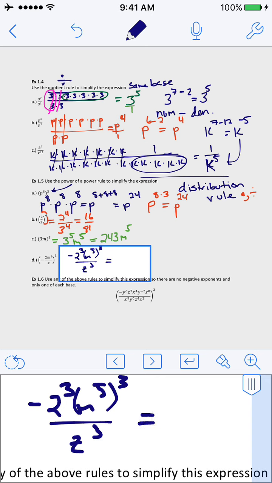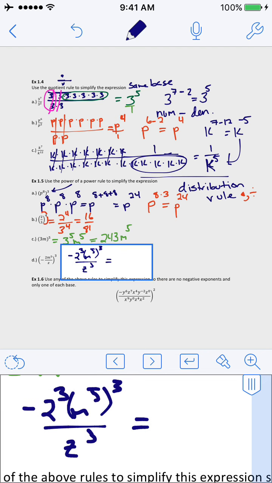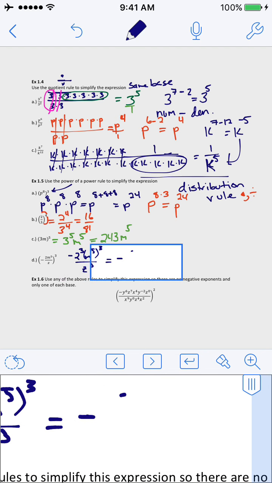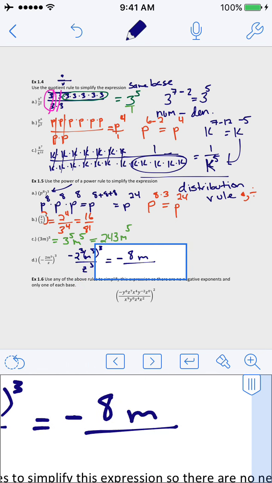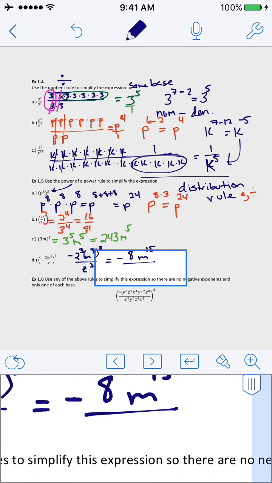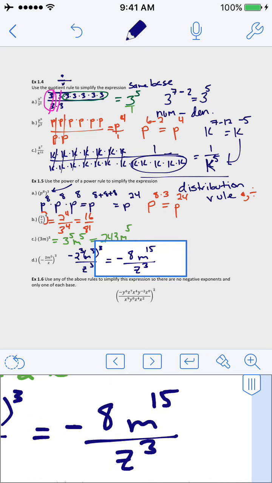Now we can simplify a little more. This first term here, we have to be super careful that that negative is not in the parentheses, so it stays on the outside when we cube it, and we get negative 8 over. Now we'll use the power of a power rule here. It says to multiply m to the 15th, and z cubed doesn't have anything else we can do, so we arrive at negative 8 m to the 15th over z cubed.